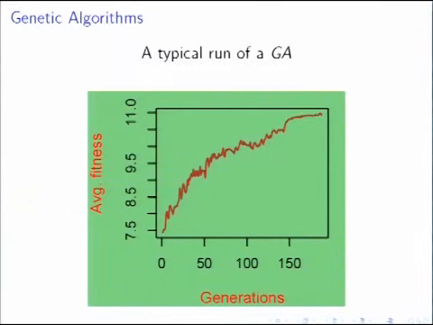And this type of picture you will not get every time, but I saved a good one. So this is over generations. Usually the average fitness will increase. Average fitness means over all the individuals in the population.